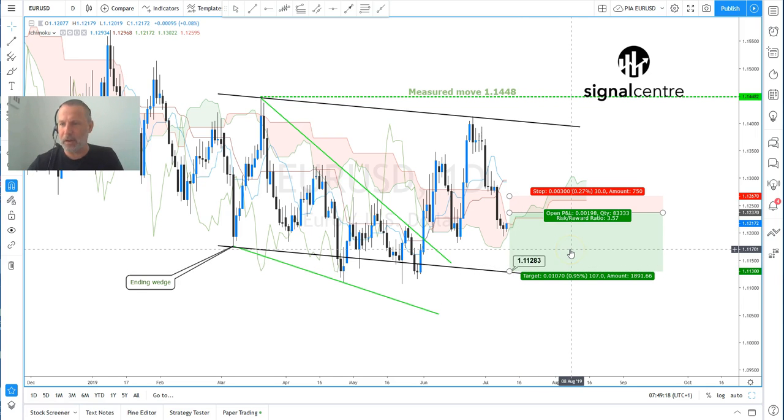So our intraday trade idea, and this is just intraday, is to sell euro dollar at 112.37. We've got a stop placed at 112.67, and we're looking for a move down here towards 111.30.